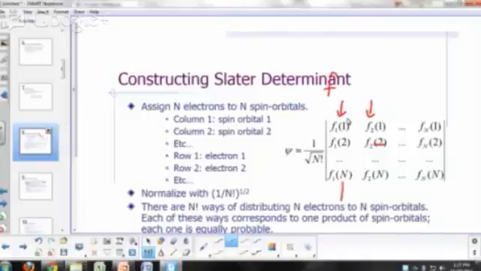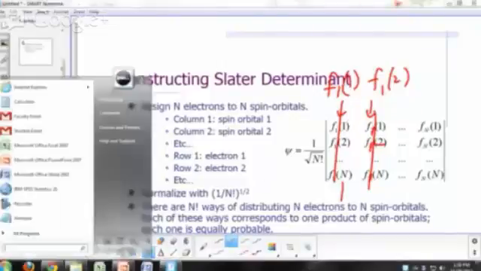So for example, for electron 1 and electron 2 to be assigned to spin orbital F1, you're going to have an F1 of 1 and F1 of 2. So this column would all be F1s. And anytime you have 2 identical columns in your determinant, that determinant is equal to 0. Let's verify that. That's one of the properties of a determinant. Anytime you have 2 columns or 2 rows that are identical, that determinant is going to be equal to 0.